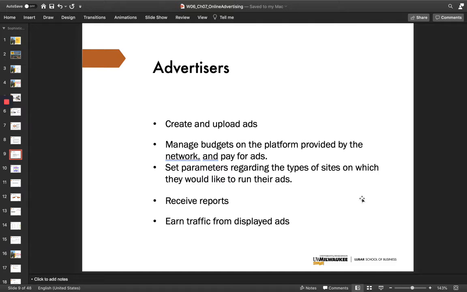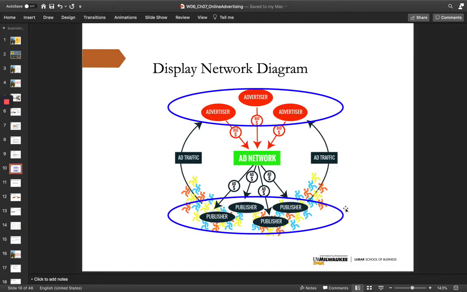And they set the parameters regarding the types of sites on which they would like to run their ads, because everyone wants to run ads on websites which are related to them, right? To some extent, at least, not on completely unrelated websites. And they receive reports and earn traffic from displayed ads. So here's a diagram.